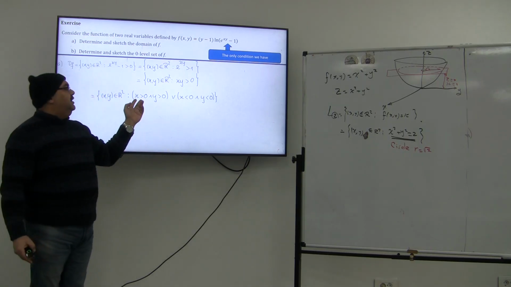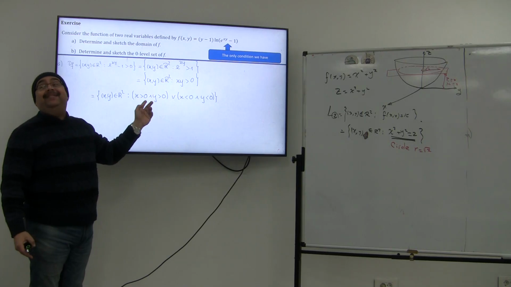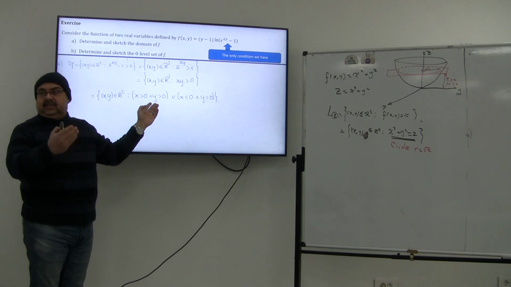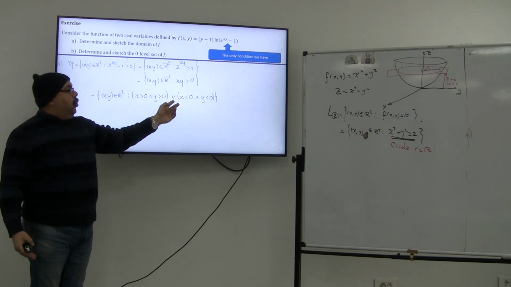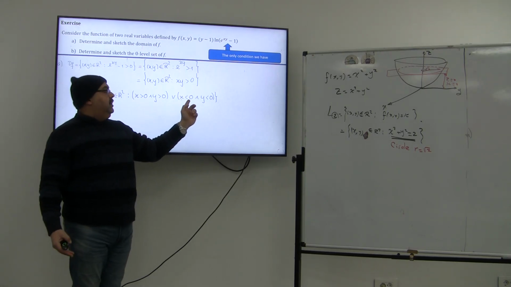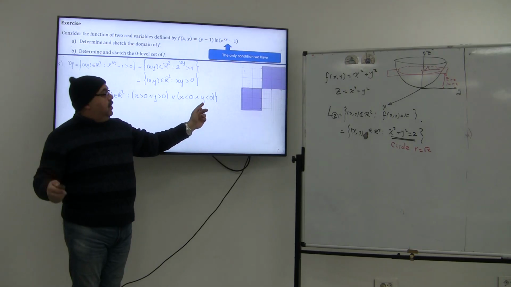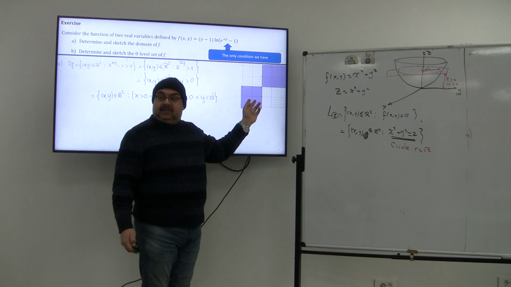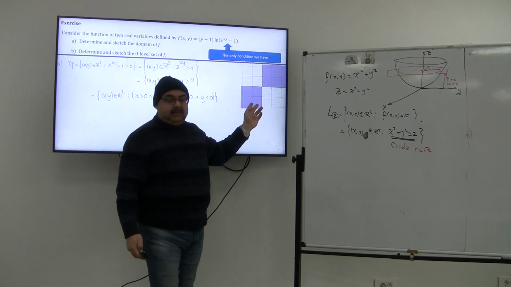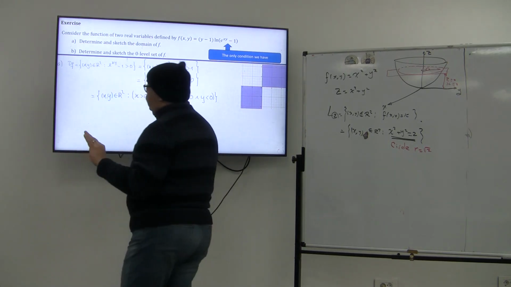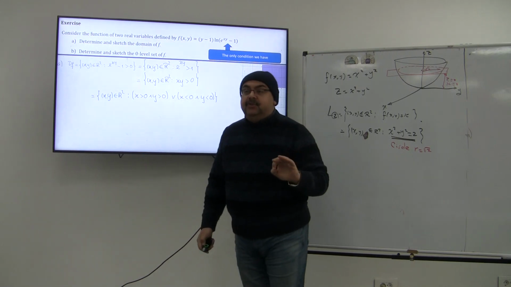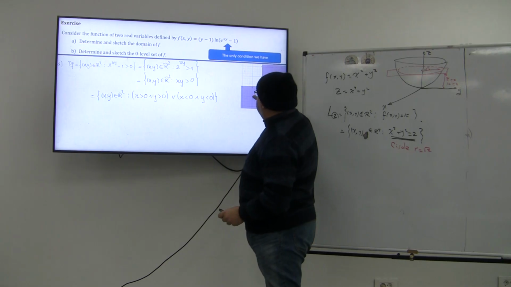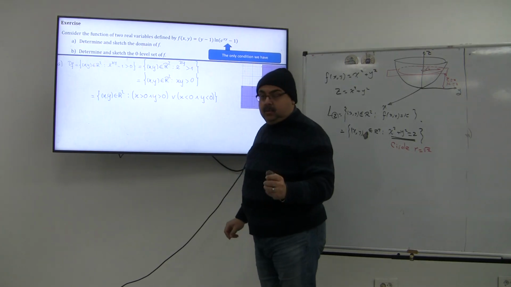It is when x is greater than 0 and y is greater than 0, and or the third quartile, where x is less than 0 and y is less than 0. So a representation will be like this. This is the first and this is the third quartile. Okay, perfect. Now I have drawn my domain. So this function will exist just only in the first and in the third quartiles.